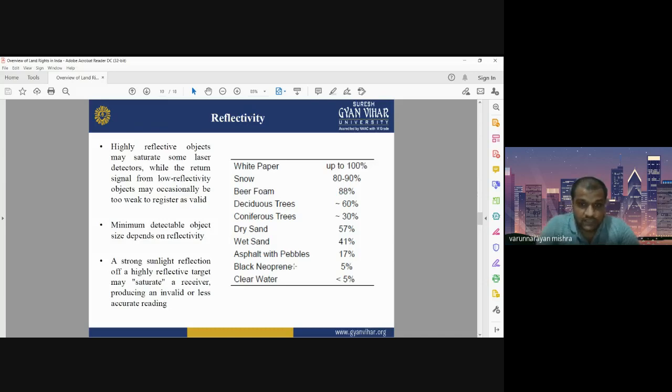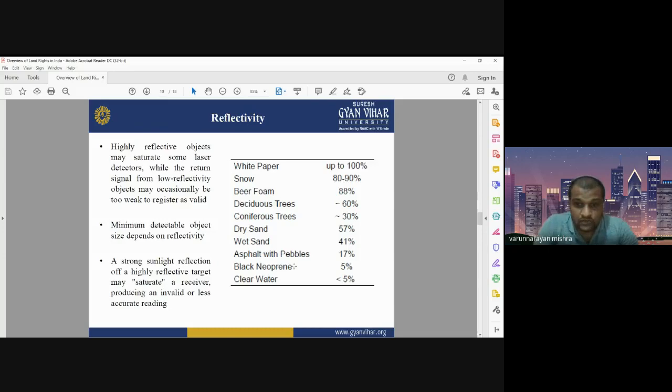So reflectivity is very important, and the minimum detectable object size depends on the reflectivity. If reflectivity is very high, you can easily identify that object. If reflectivity is very low and most of the energy is absorbed by that object, then it is not possible to identify that object. A strong sunlight reflection of a highly reflective target may saturate a receiver and produce an invalid or less accurate reading. So here in this table you can see different objects having different amounts of reflectivity.